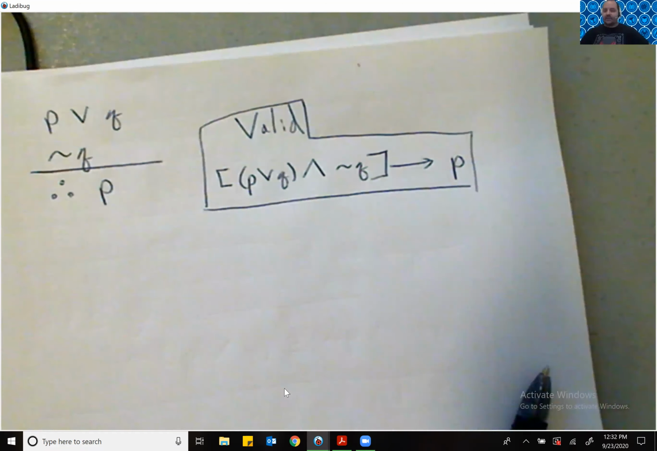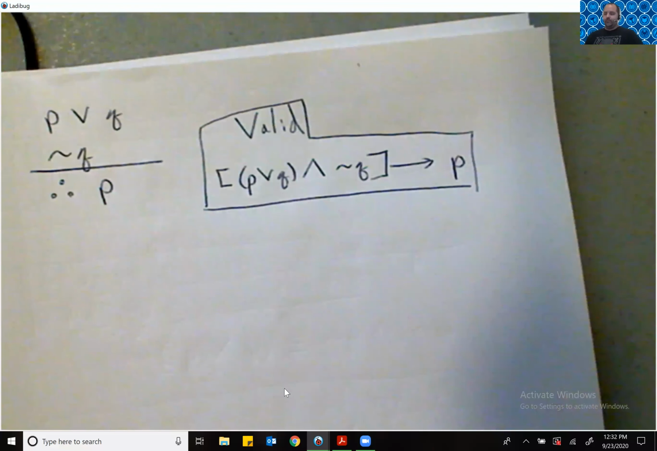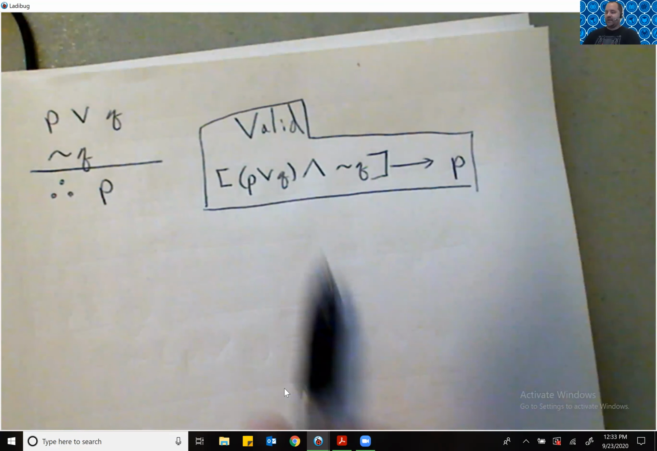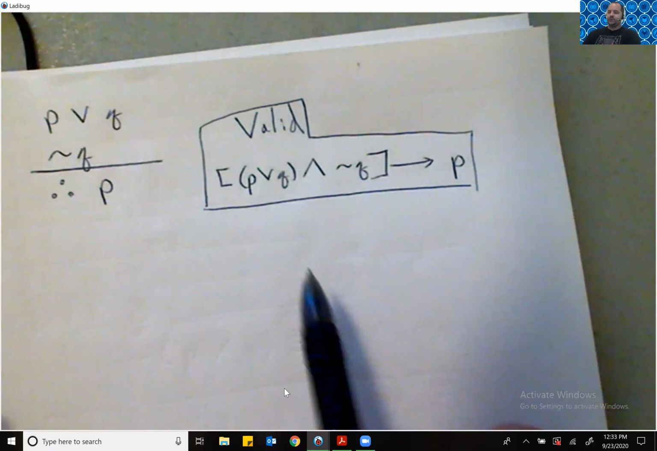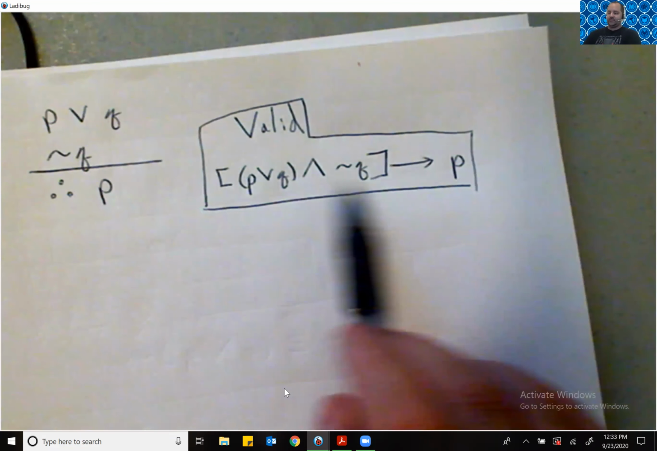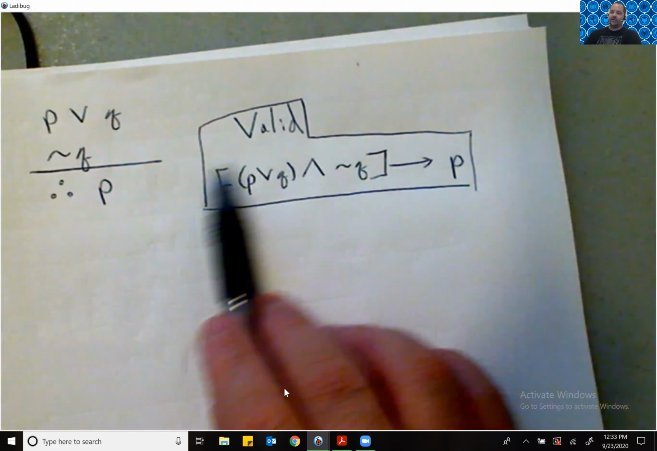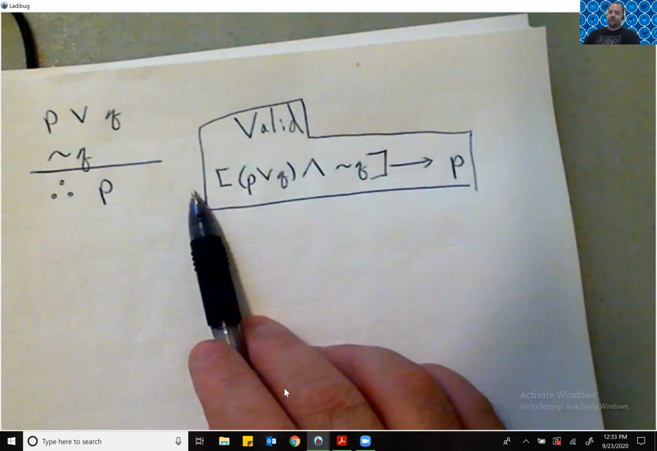And that's what it looks like symbolically. And if you don't have the table that I just showed you, then this is what you run a truth table on. And the brackets are just like parentheses. They don't change anything. So you would run a truth table on this if you didn't have the table I just showed you.